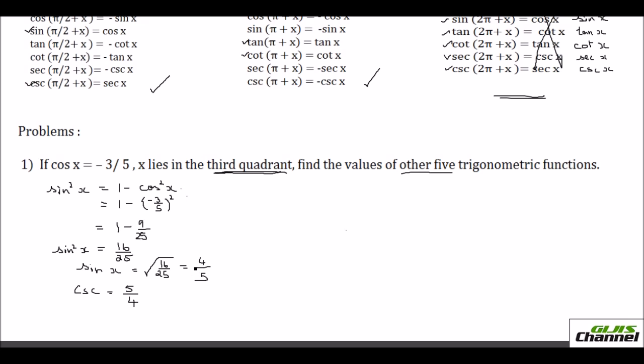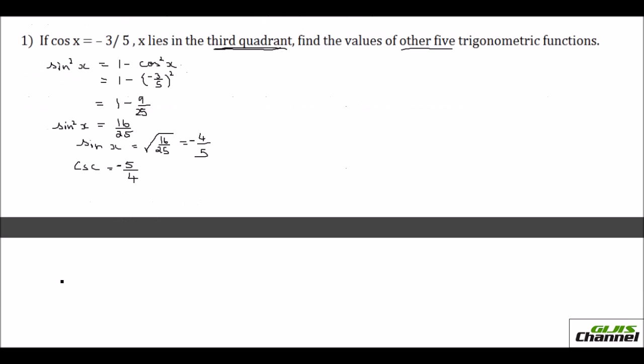So your sine would be negative, your cosecant would be negative. Understood? Now you got your sine and cosecant. You can find out what is your tan, right? So I write it here. Your tan x would be sine x over cos x. So I am applying that.